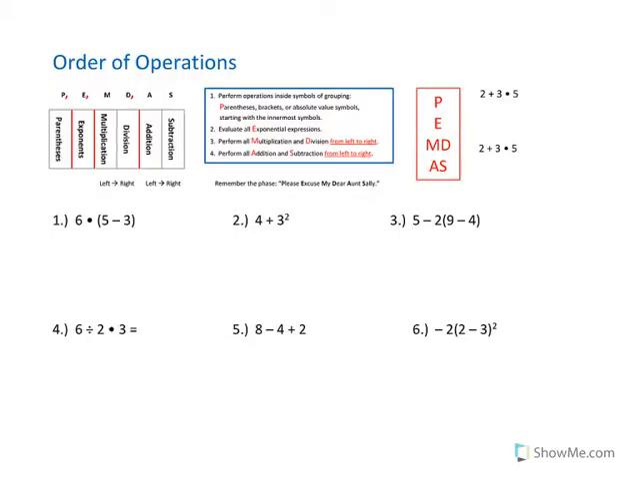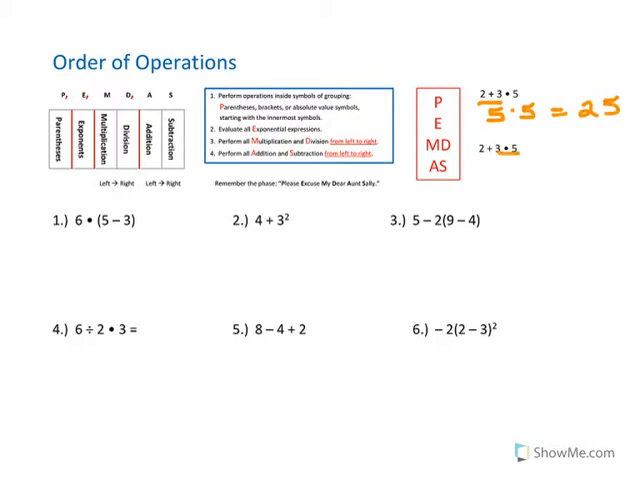This video is on order of operations, and this is a really important skill to master if you want to simplify any expression. So we have to come up with some rules, and this is the reason why. Over here in the right hand corner, if I take 2 plus 3 and I get 5, and I multiply that by 5, I get 25.